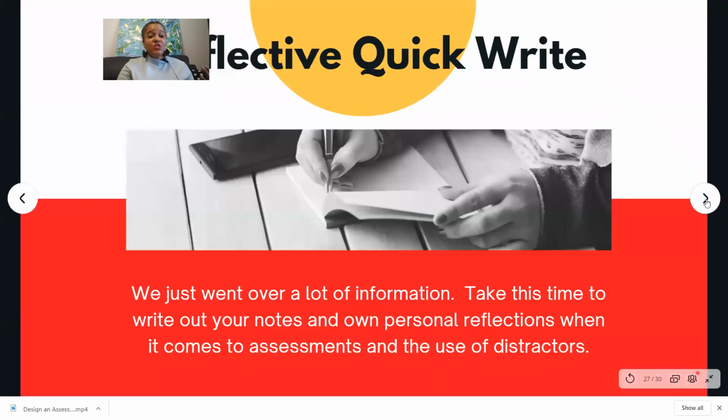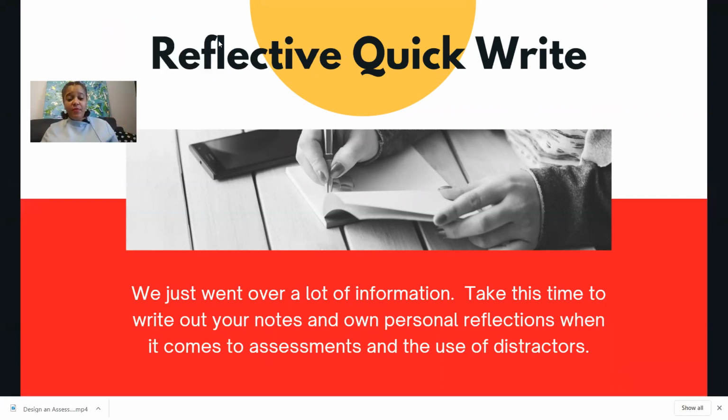So let's do this quick, reflective quick write. This is your opportunity. It's been a lot of information. Just take out your own notes and jot down your own personal reflections when it comes to us talking about assessments and the use of distractors. Like I said, I'll be quiet. I know it's a lot, but I know you can remember it. What else did you think about? I'm going to go ahead and go to the next slide.